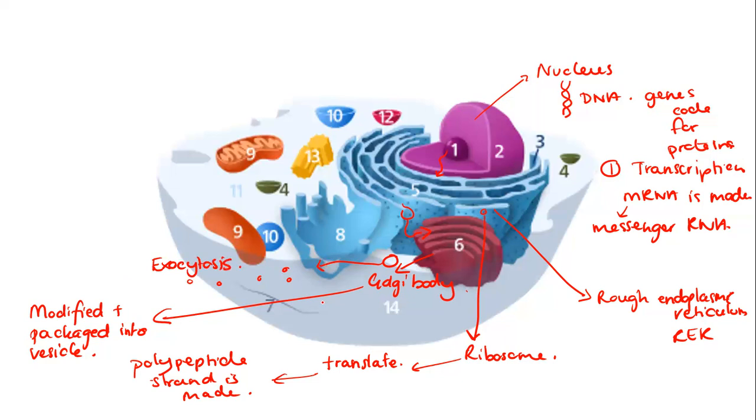So there we have it. That's all the organelles involved. The nucleus, the rough endoplasmic reticulum with the ribosomes attached. There the protein is translated. Protein is put into a vesicle, moved to the Golgi body, is modified and packaged into a vesicle. It then moves to the cell surface membrane and is secreted outside of the cell by exocytosis.